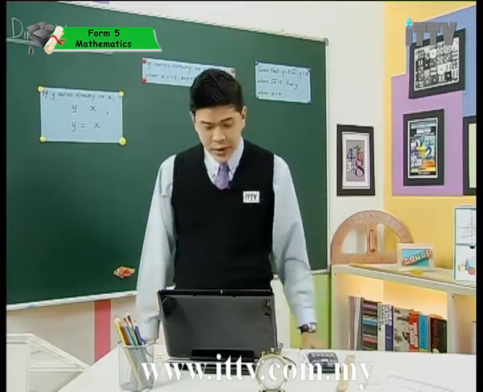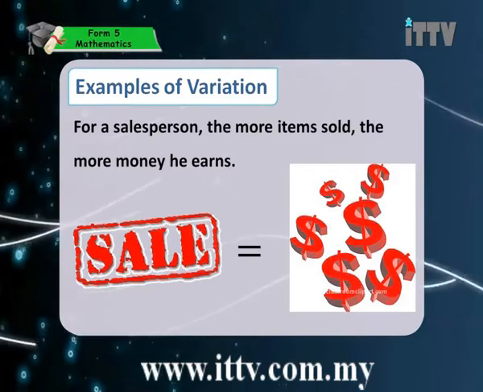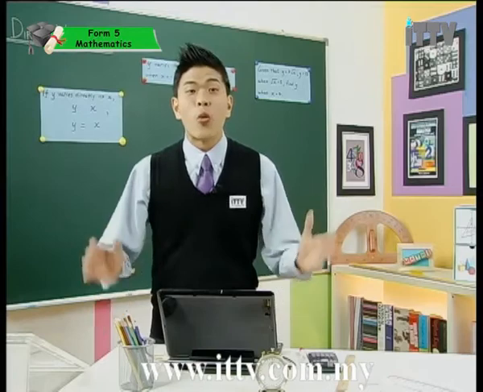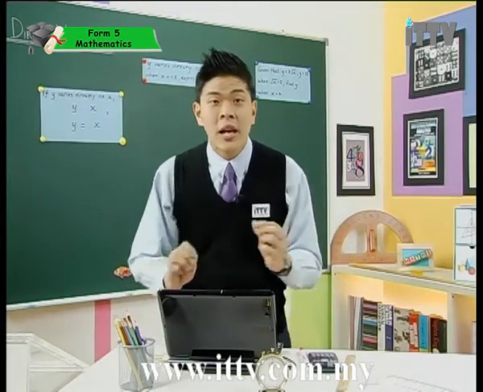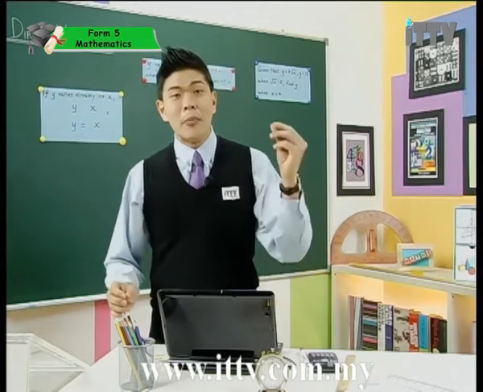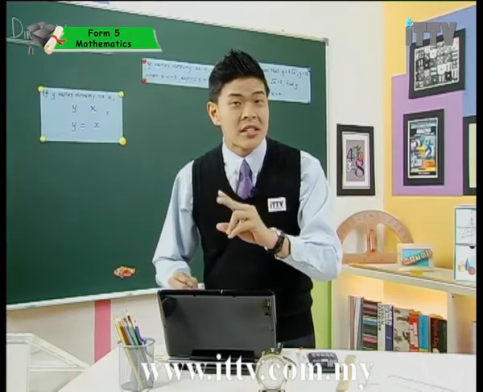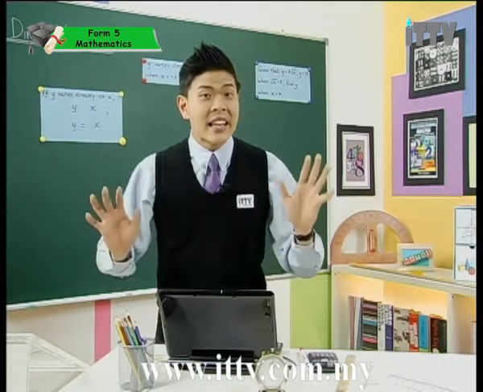What about this? For the salesperson, the more items sold, the more money he earns. Alright guys, welcome to the world of sales, right? What are the two quantities here? First of all, items, right? The more items a salesperson sells, the more commission he gets. So remember the two quantities here: sales of items, and next, the money he gets.